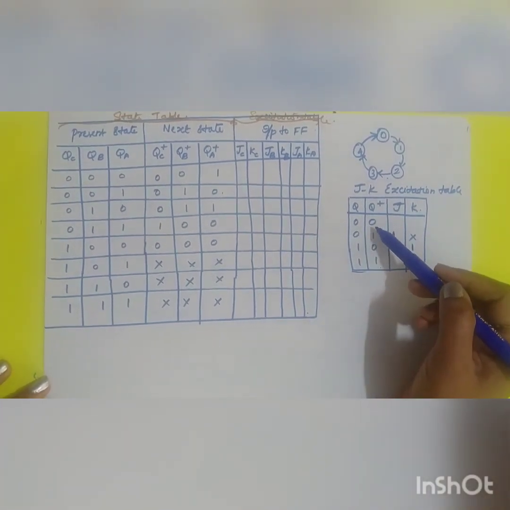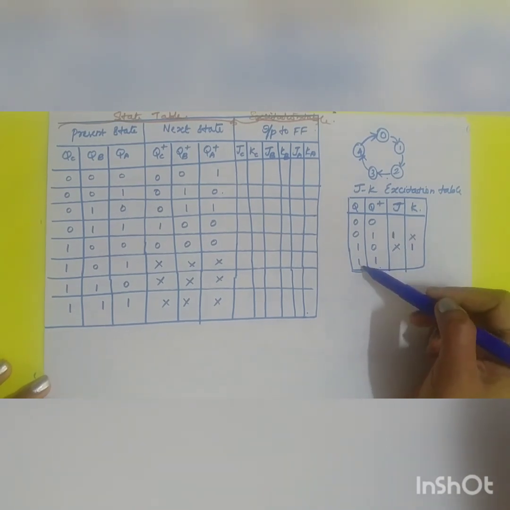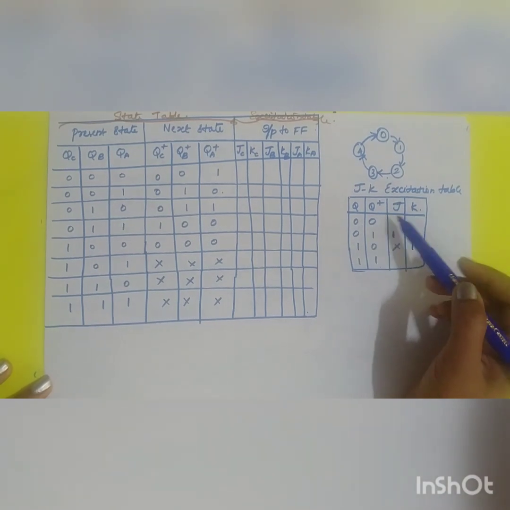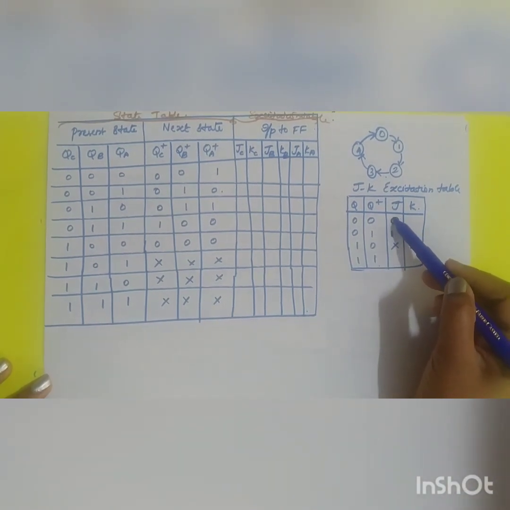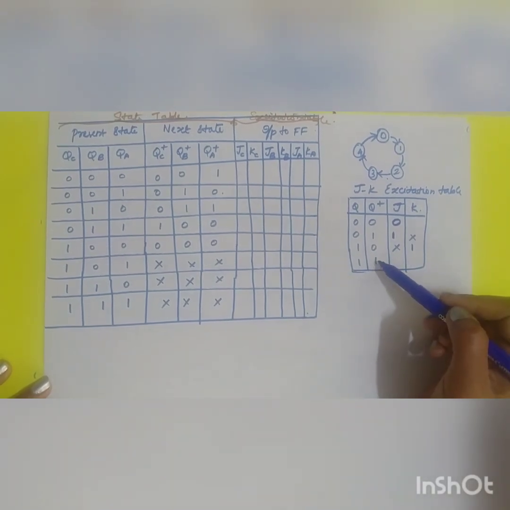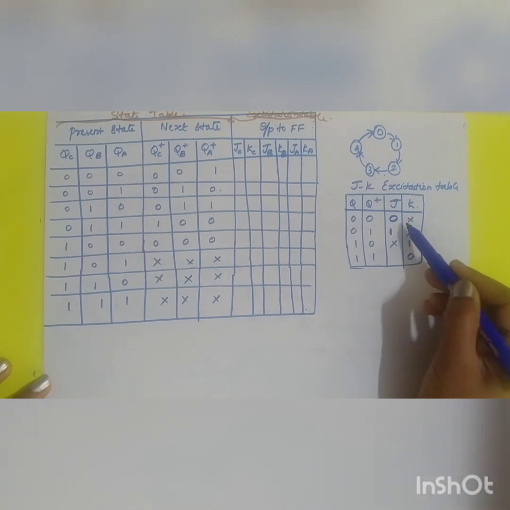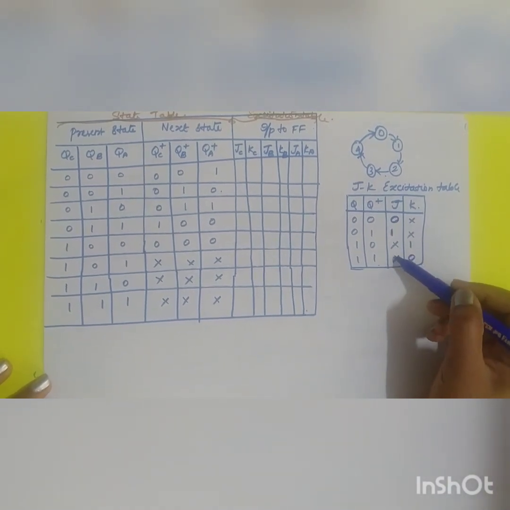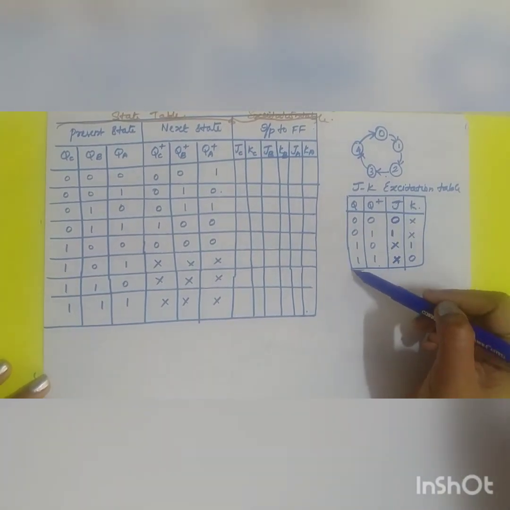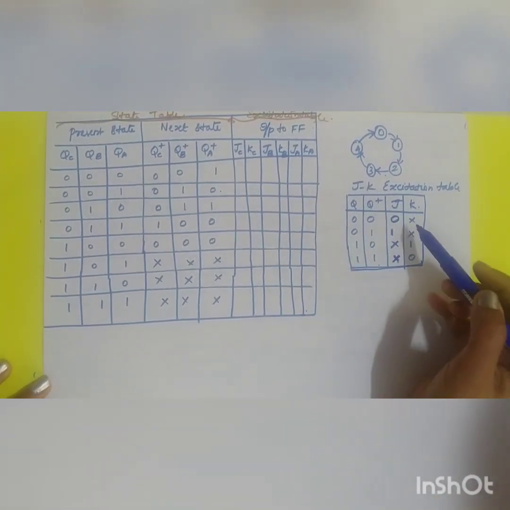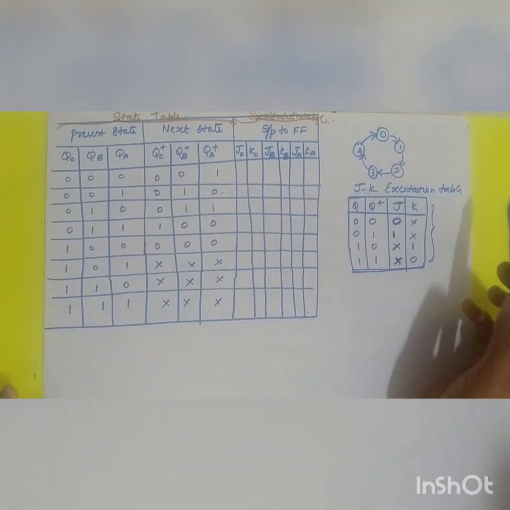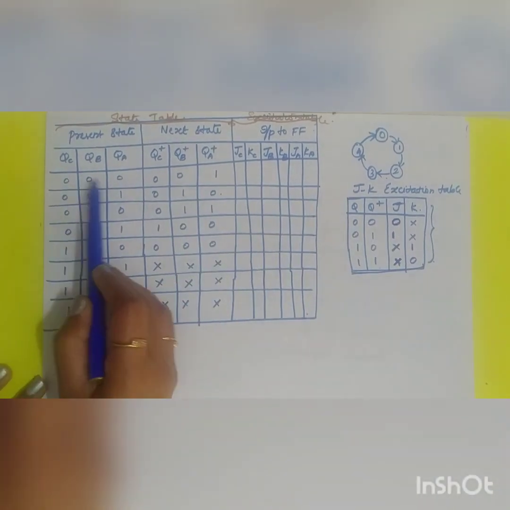So here it is 0, 0. There is no change. Here it is 1, 1. Also, there is no change. So when there is no change, 0, 0, Q is equal to 0, J will be equal to 0. And when both are equal to 1, Q is equal to 1, K will be equal to 0. So there is a separate explanation of the excitation table which you can check out. For doing this Mod-5 counter, you have to study this excitation table readily. There should be no mistake in this excitation table. Now you come back to this.